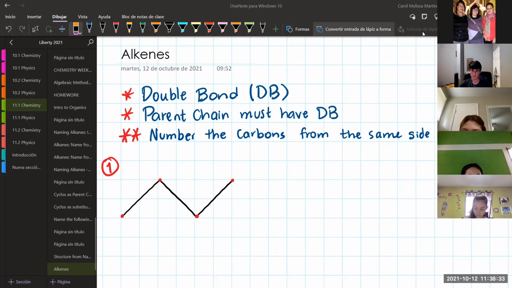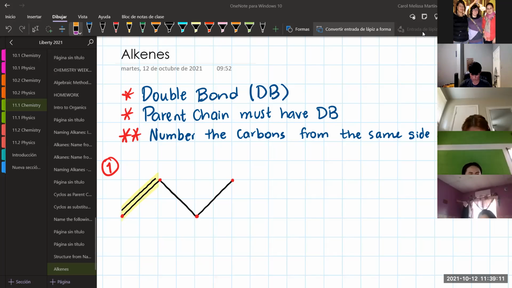But in alkenes, we're going to have double bonds. Now, how do you identify a double bond? Take a look at this example. If I add one extra bond, like you see right there, you notice then that there is a double bond. So what happens? This double bond indicates that it's not an alkane, it is an alkene, because alkenes have the characteristic of having double bonds.